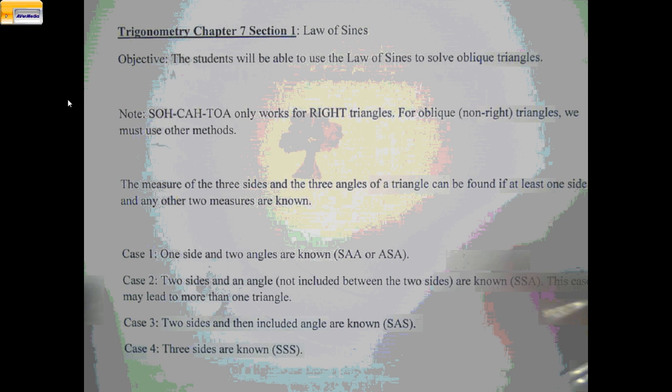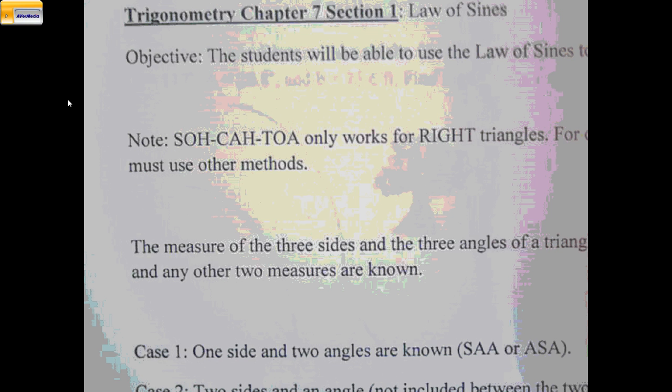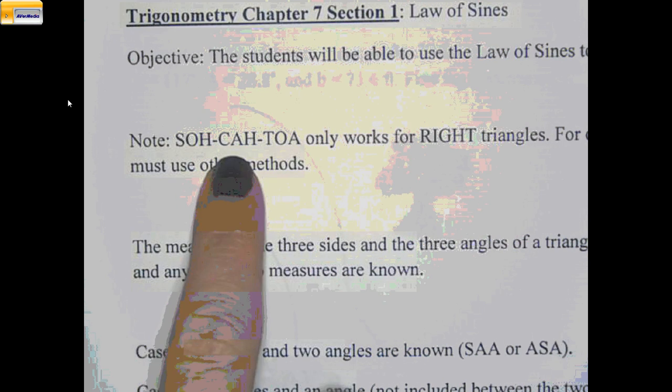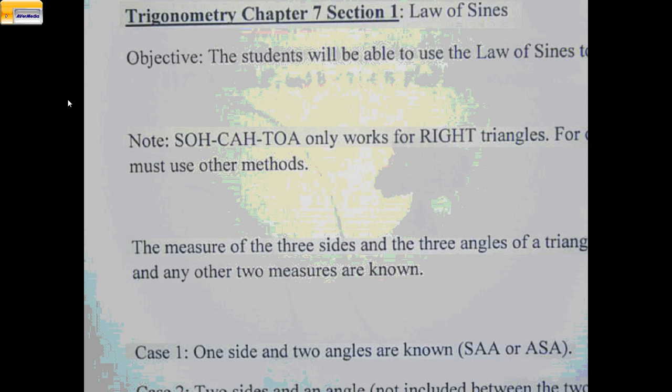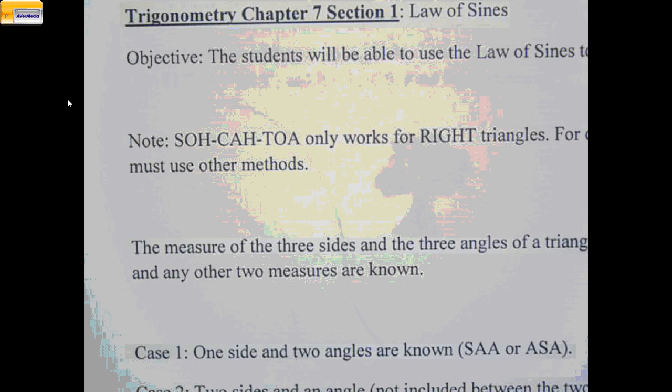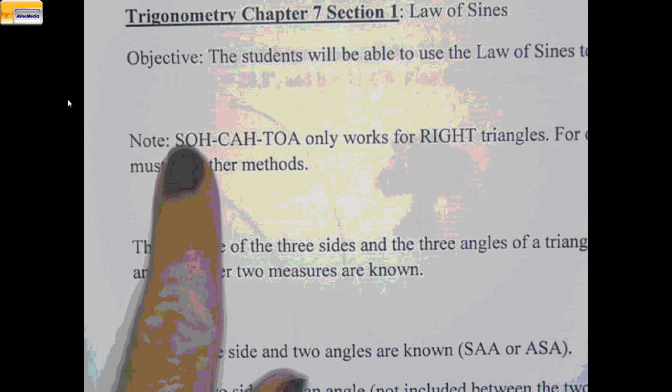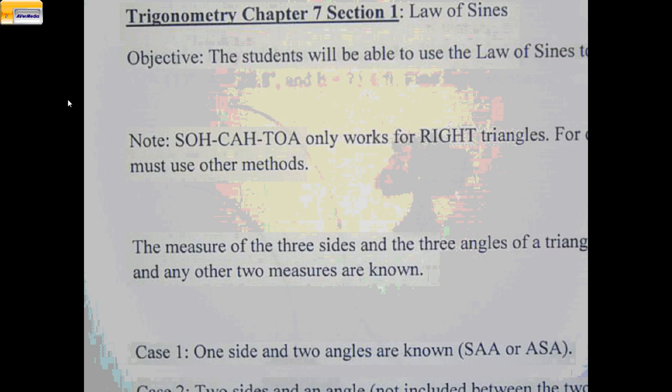You don't need to write any of this down, but please know, SOHCAHTOA only works for right triangles. I didn't know until I started teaching this concept a couple of years ago that some kids would just try to use SOHCAHTOA on everything. You can't. It's got to be a right triangle or there's no hypotenuse for opposite over hypotenuse. SOHCAHTOA only works for right triangles.